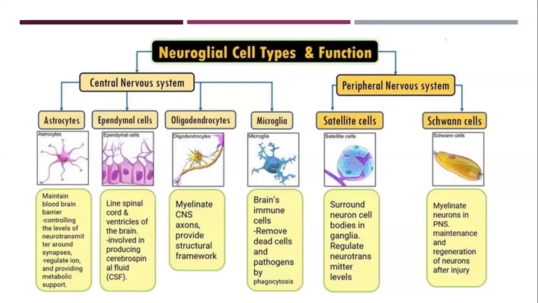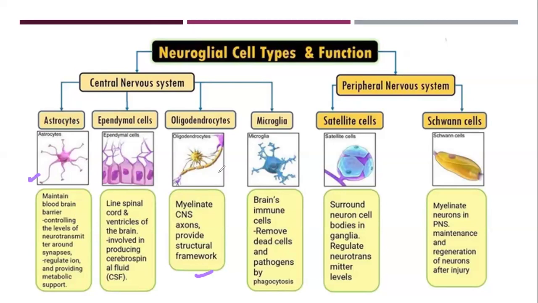So as part of the examples of glial cells, astrocytes. These astrocytes, you can see it is like a star, right? They support and maintain our blood-brain barrier. Maintaining the blood-brain barrier is the function of the astrocytes, right? Then there are oligodendrocytes. These oligodendrocytes form the myelin sheath in our central nervous system.